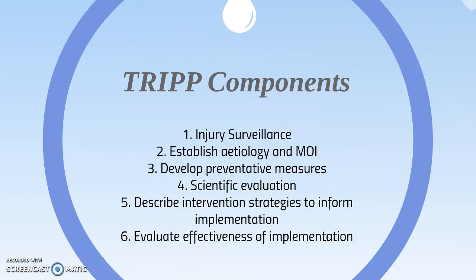Next, develop preventative measures. So, create prevention plans for the injury criteria. Scientific evaluation. So we're looking at, will these preventative measures be effective or receptive of them? Describe intervention strategies to inform implementation strategies. So how will we implement our prevention plan?